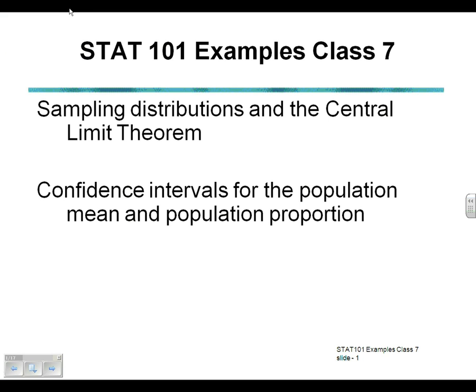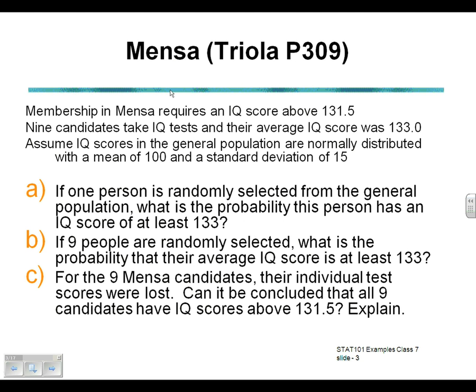So this is examples class 7, using sampling distributions and the central limit theorem. We'll be looking at confidence intervals for the population mean and proportion. So example 1 is making use of the normal distribution. We have a problem on IQ test scores.